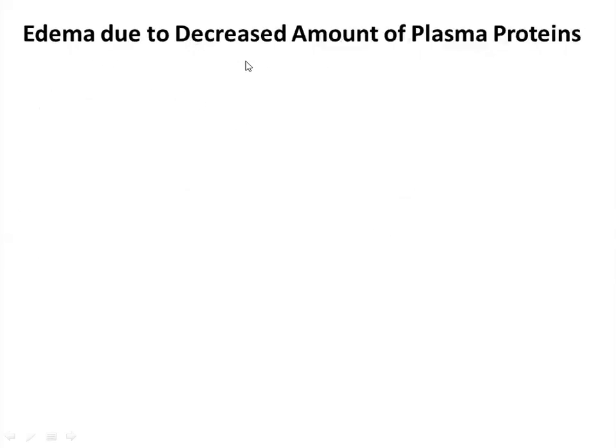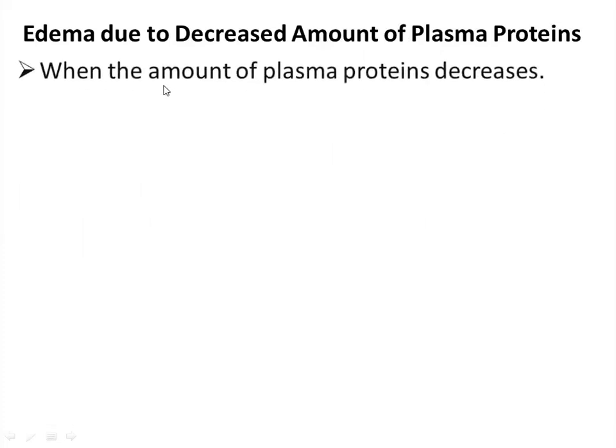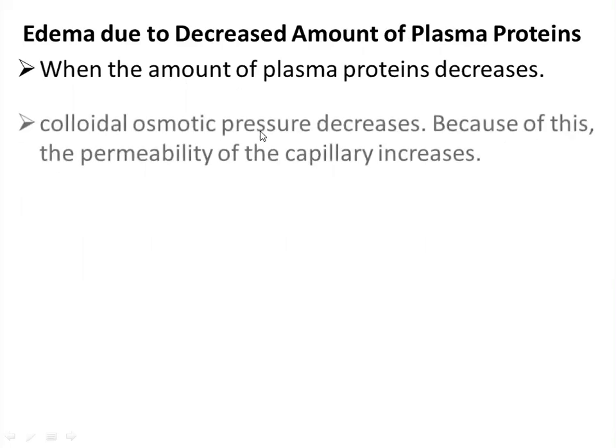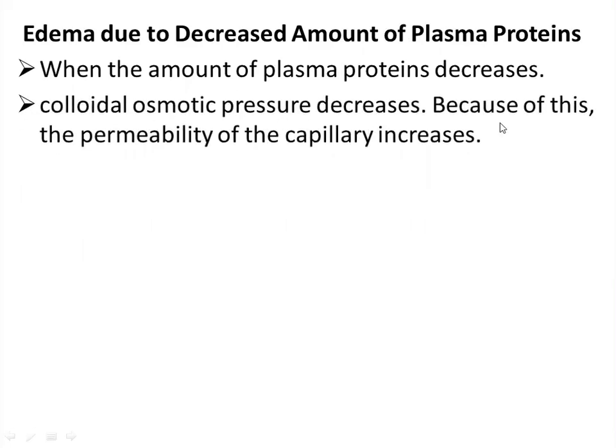Then we will see edema due to a decreased amount of plasma protein. When the amount of plasma protein decreases, the colloidal osmotic pressure decreases. Because of this, capillary permeability increases. The plasma proteins exert colloidal osmotic pressure. So when this colloidal osmotic pressure decreases, the permeability of the capillary increases. So fluid moves from the blood to the interstitial fluid, right?